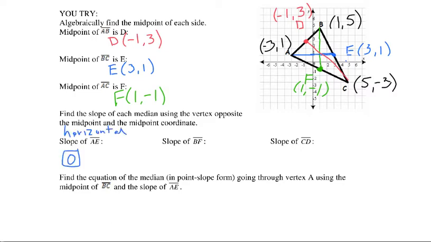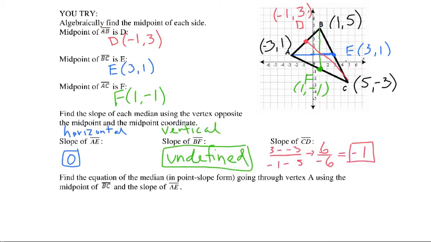And so for the equation of the median, we're starting at vertex A, so my picture is right here, vertex A to my midpoint on the other side, and using my slope right here, those are the three parts that we need to write this equation. So one equation would be y minus 1 equals my 0, my slope, times x minus 3. That was using my midpoint E.